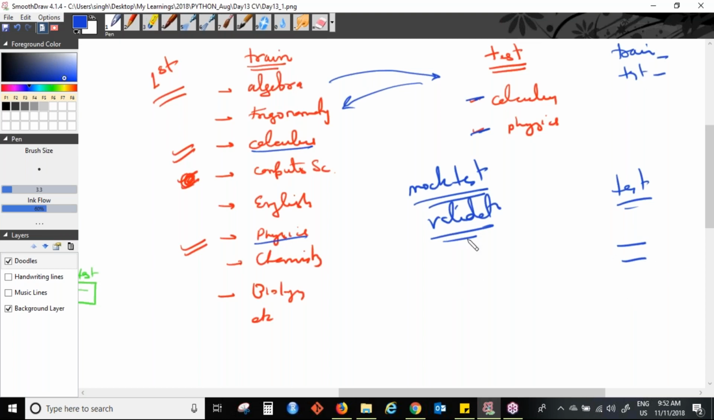We will prepare some validation data, and here we will take, similarly, some random data points from here. So now let's say we get computer science and we get, let's say, English. We get these two here. Now again the same problem arises. You will go back and you will study only these two.